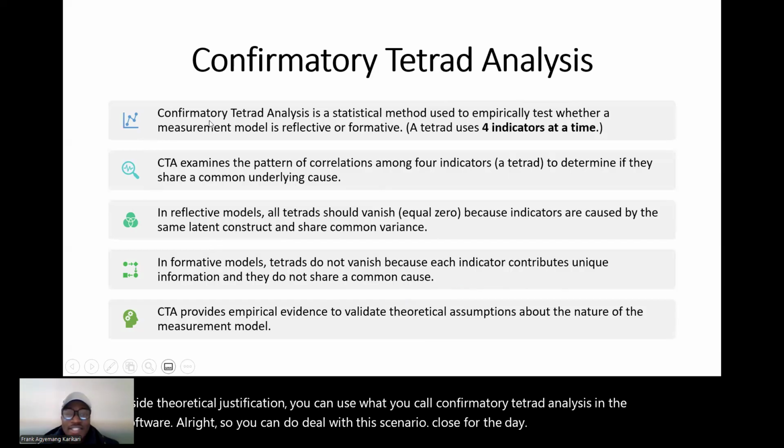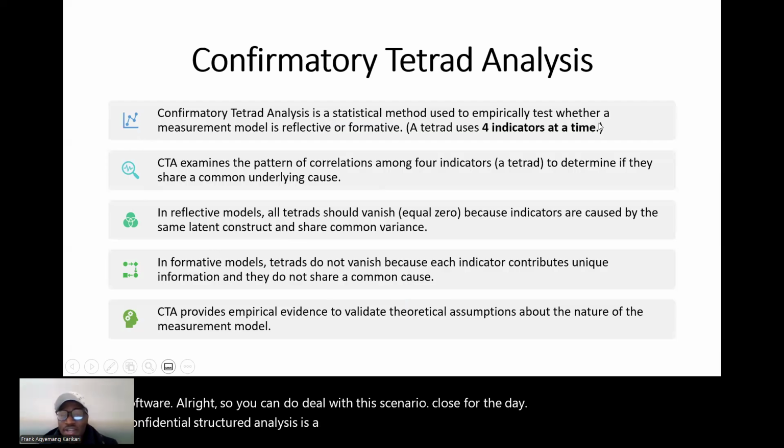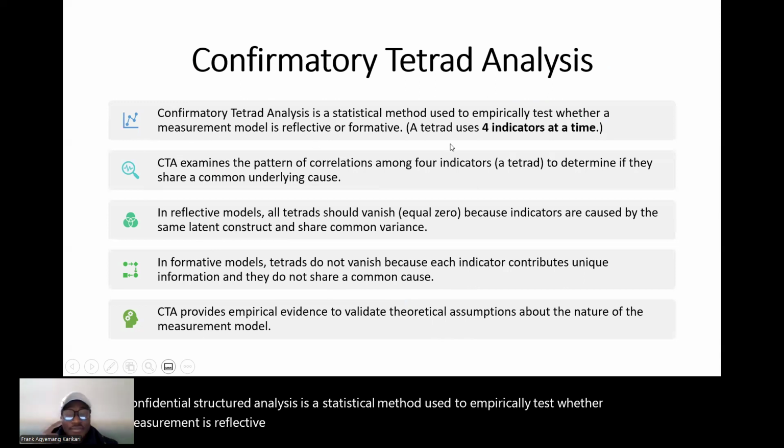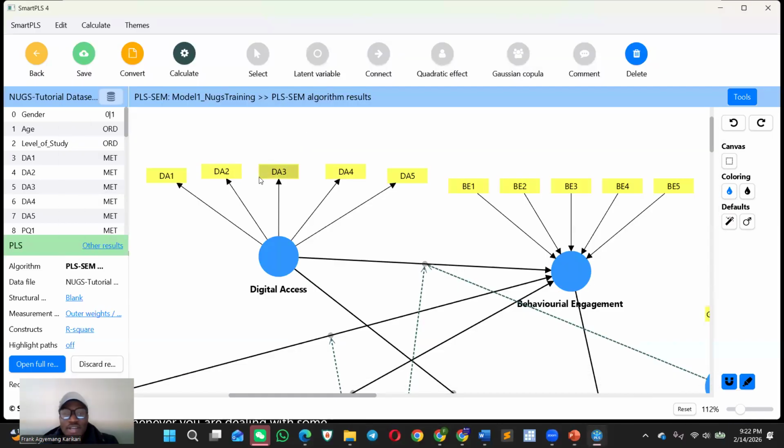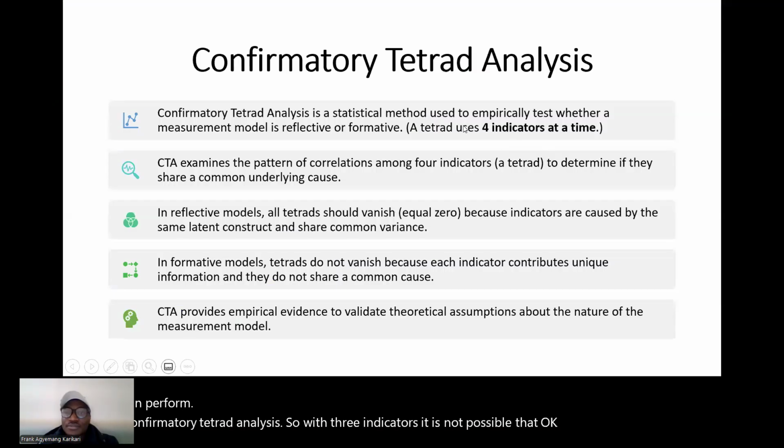Confirmatory tetrad analysis is a statistical method used to empirically test whether a measurement is reflective or formative. A tetrad uses 4 indicators at a time. So whenever you are dealing with SEM, you have to make sure that there is a minimum of 4 indicators. That is why you can perform confirmatory tetrad analysis. With 3 indicators, it is not possible that way. So it uses 4 indicators at a time.